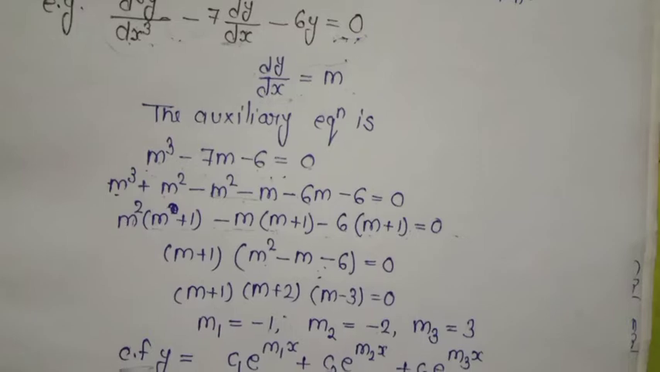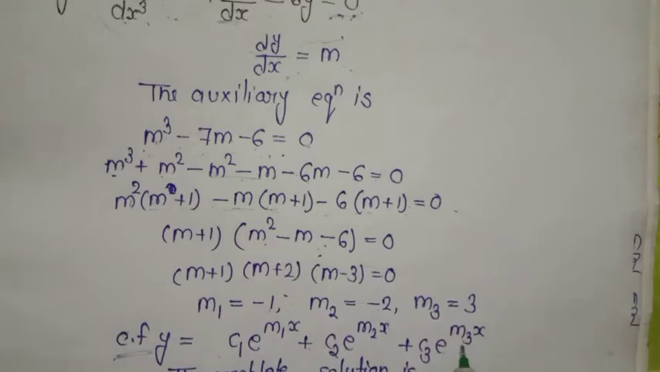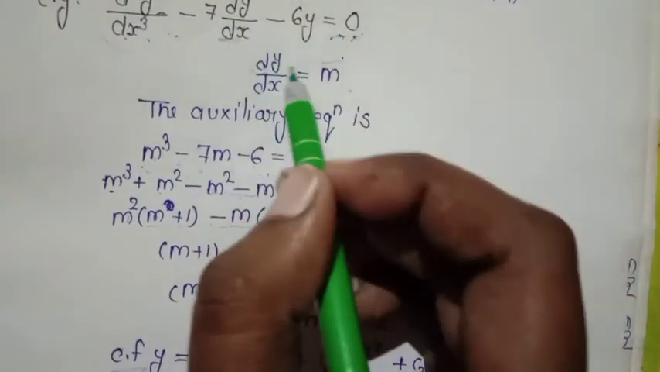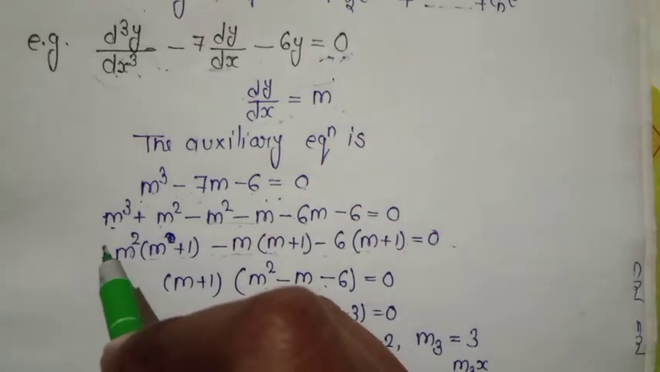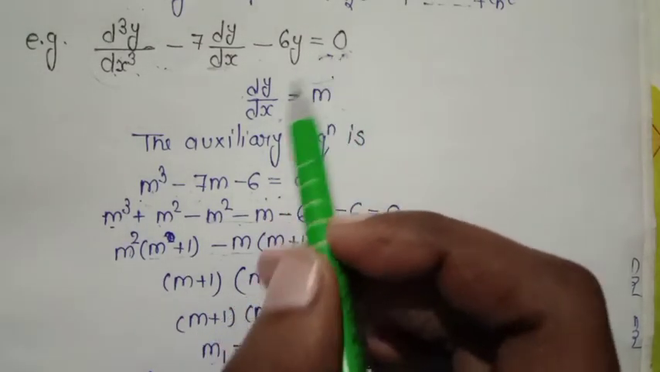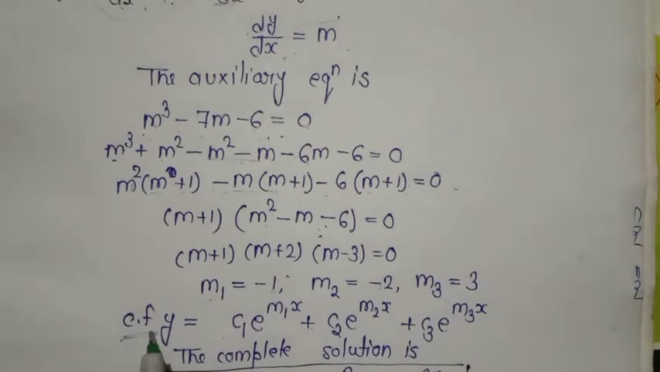So if we write it in this form, CF of y is equal to c1 e raised to power m1x plus c2 e raised to power m2x plus c3 e raised to power m3x. You can see our m1 is minus 1, our m2 is minus 2, and m3 is equal to 3. And since the RHS of this equation is 0, the CF is the complete solution for the given differential equation. We have no need of any particular integral to write the complete solution when the RHS is 0. So the CF is the solution for this differential equation.